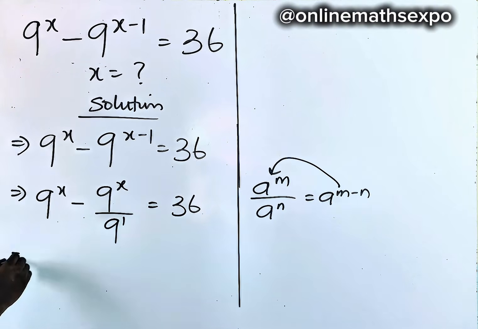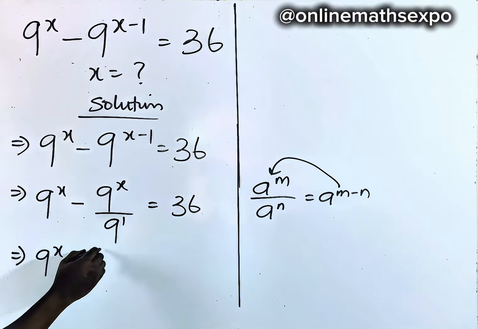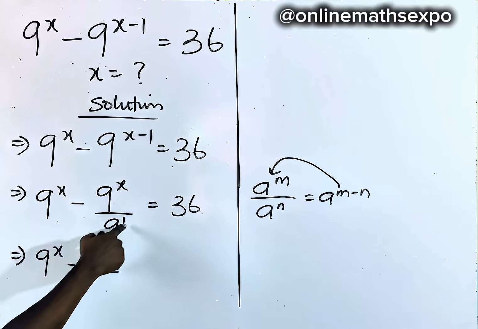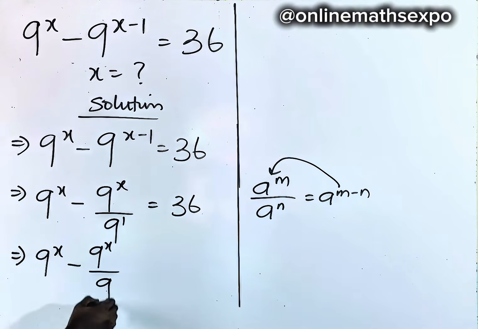Now what do you do next? This is 9 to the power of x minus 9 to the power of x over 9. 9 to the power of 1 is also 9. And this is equal to 36.